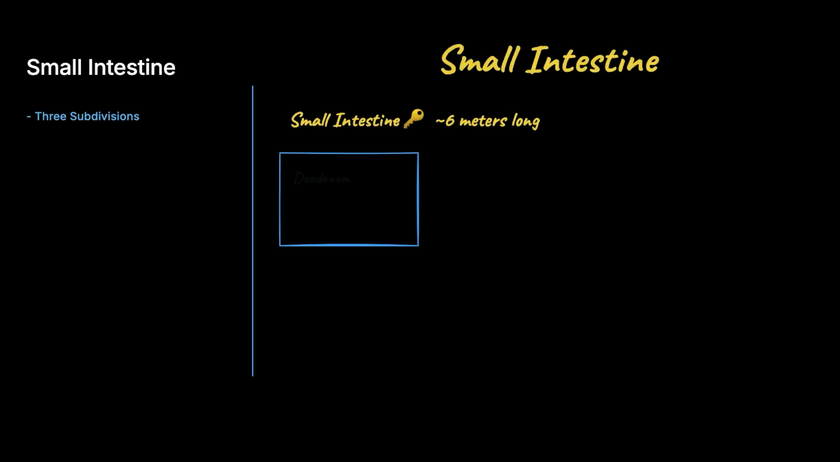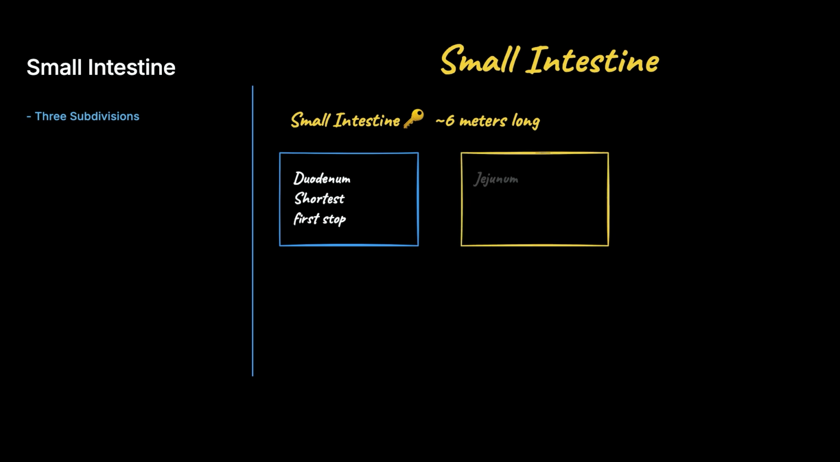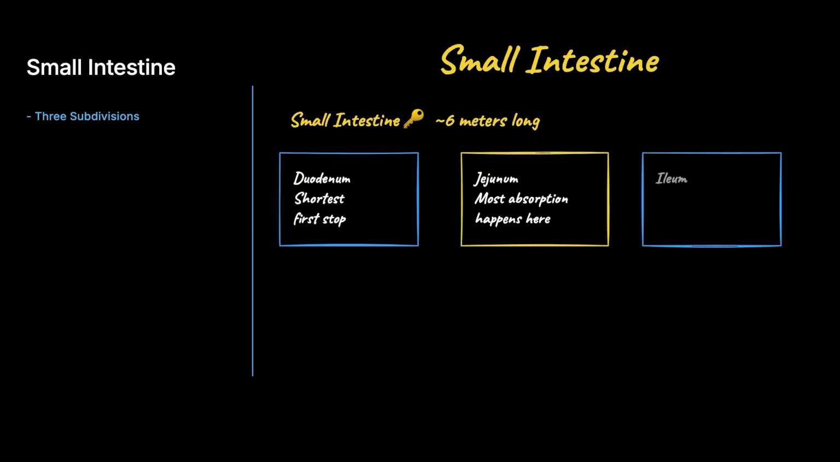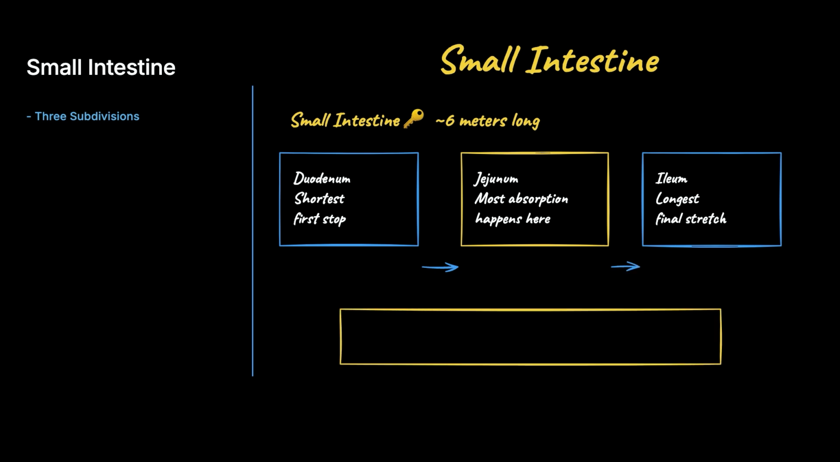Now for the workhorse, the small intestine, roughly 6 meters long, where digestion finishes and most absorption happens. It has 3 parts in order. The duodenum comes first and is shortest. The jejunum is the middle where most absorption occurs, and the ileum is the longest final stretch. Remember the phrase, dude just is.